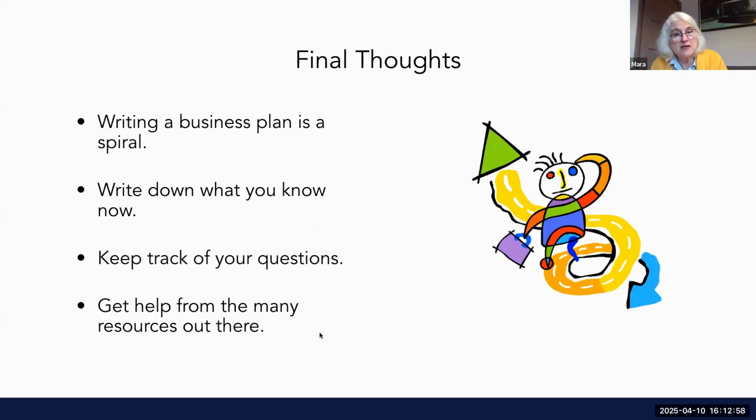And then our final thoughts. So again, writing a business plan is a spiral. We've already talked about how you might be going back and forth as you work on your business plan and get more information and more research. You're going to write down what you know now. You're going to keep track of your questions. You're going to get help from the many resources that are out there.